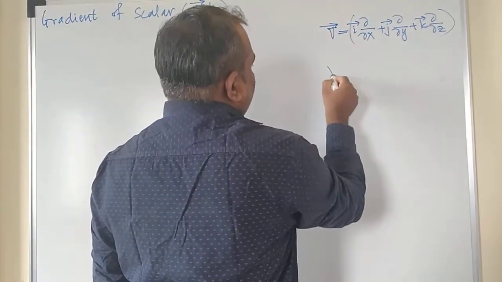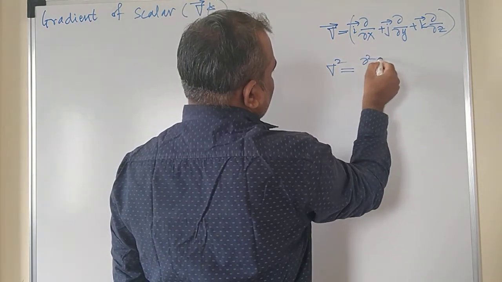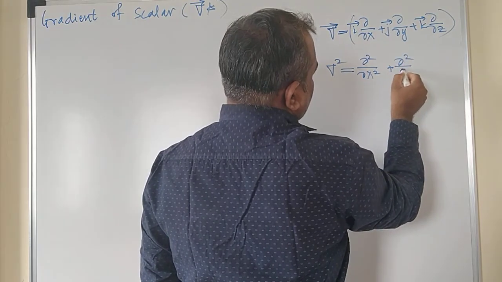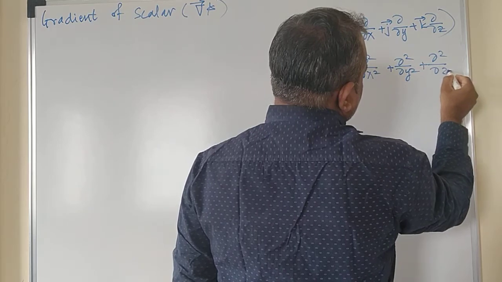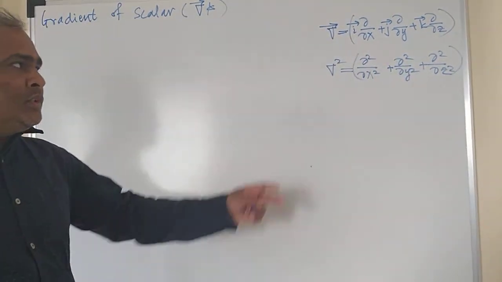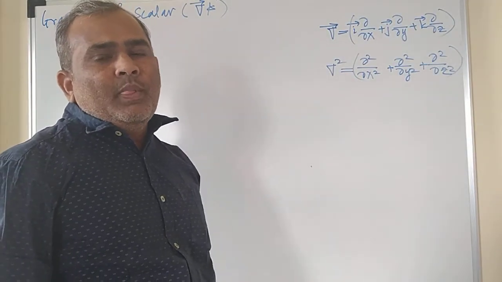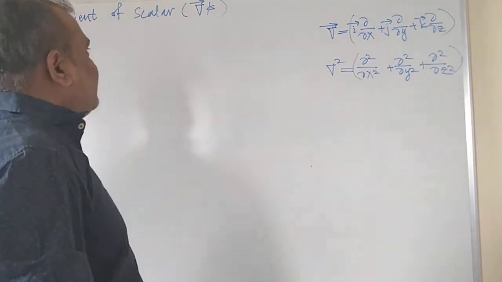And what is the Laplacian operator? Laplacian operator is del square, and this is equal to dou 2 by dou x square plus dou 2 by dou y square plus dou 2 by dou z square. This is the Laplacian operator. Both are operators, that's why those are operated on the scalar point function. It may be phi or anything else, right?